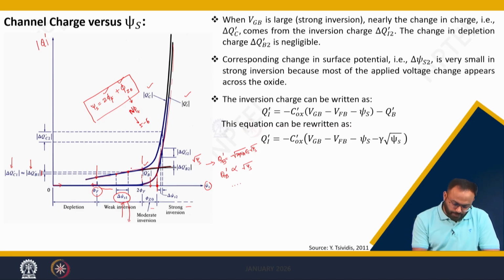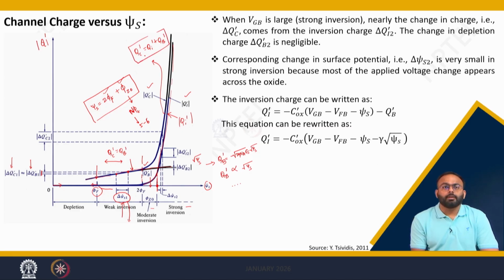The total charge, if you see in this region below 2φF, where you are talking about weak inversion and depletion, the total channel charge is actually governed by QB dash only, and we ignored the QI dash. However, beyond that point, the significance of QI dash comes into the picture. So this graph is actually the total charge, which is QC dash equals QI dash plus QB dash.